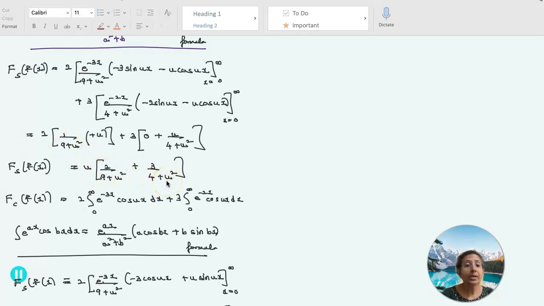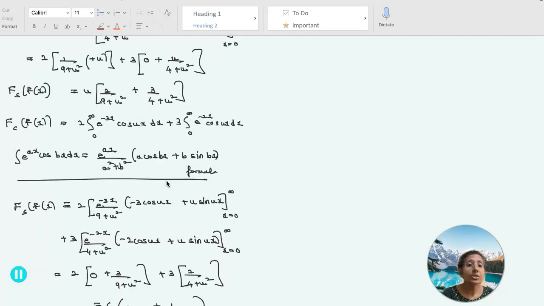plus 3 by 4 plus u squared. Similarly, the Fourier cosine transform is twice integral 0 to infinity e raised to minus 3x cos ux dx plus 3 times integral 0 to infinity e raised to minus 2x cos ux dx. I'm again going to the definition of f(x). And again we use this formula, integral e raised to ax cos bx dx. We use these formulas a lot in Fourier transforms. So this is e raised to ax by (a squared plus b squared), (a cos bx plus b sin bx).